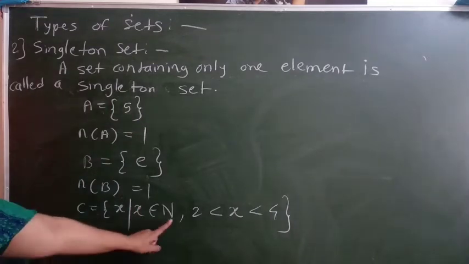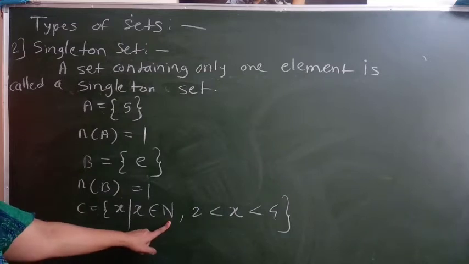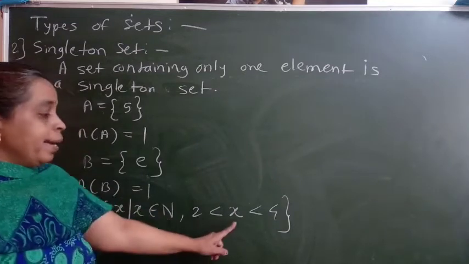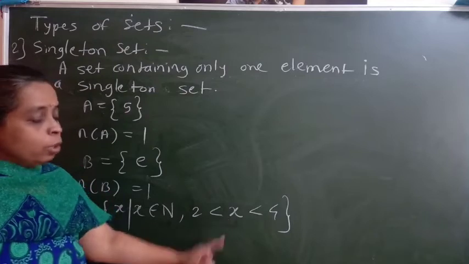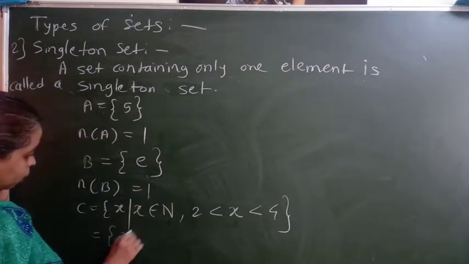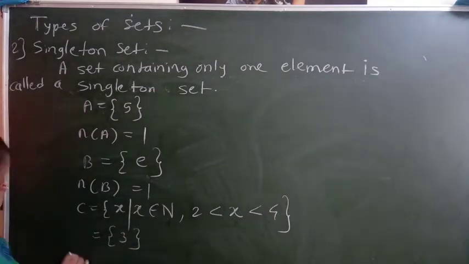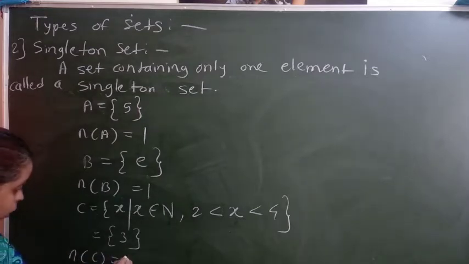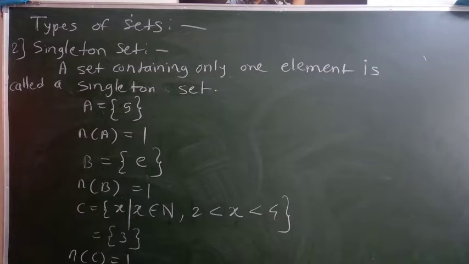So X belongs to N. X is a natural number. Again, X is greater than 2 and less than 4. So which number is present which is natural between 2 and 4? It is only 3. Correct? So this is your set which contains only 3. So n of C is it is only 1. Correct?